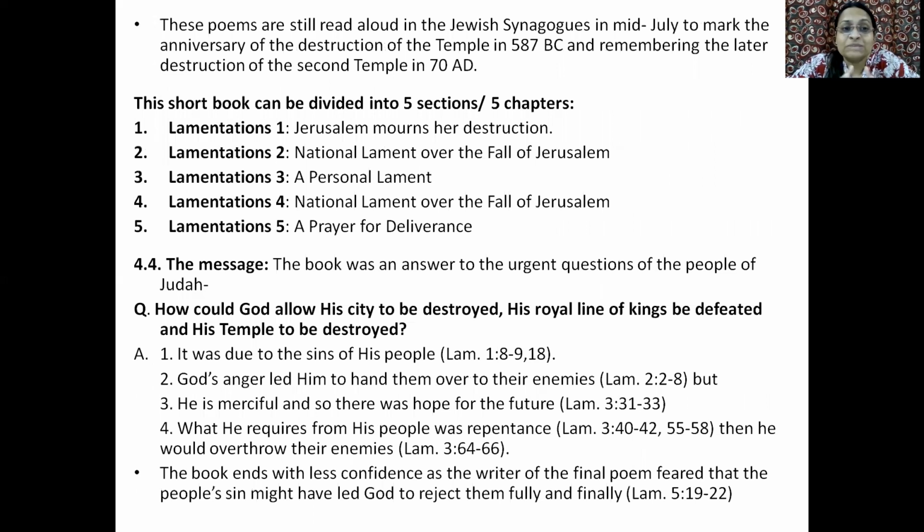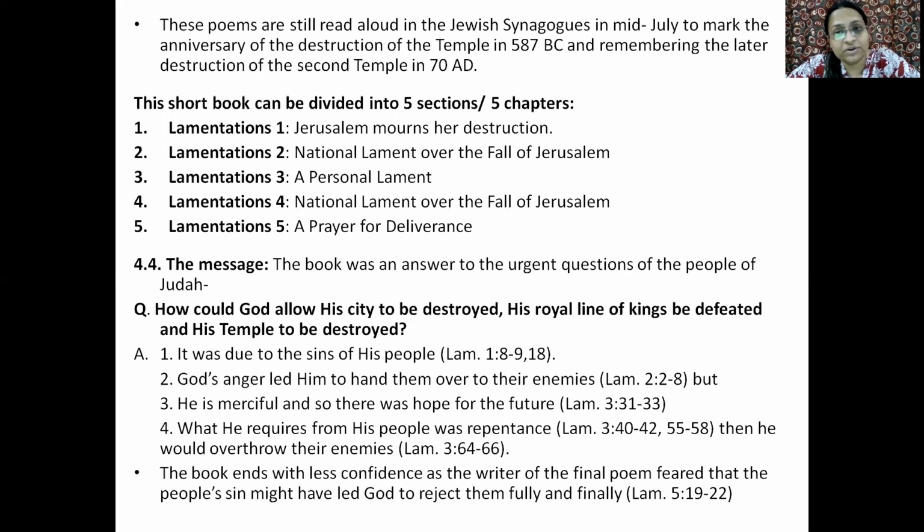Okay. So these poems are still read aloud in the Jewish synagogues in the middle of July. So in July, the coming month, every July they read these laments aloud in the Jewish synagogues to mark the anniversary of the destruction of the temple in 587 BC, and also remembering the destruction of the second temple in 70 AD. So it is basically to remember the destruction of the first as well as the second temple. So let's look at this division of the book.